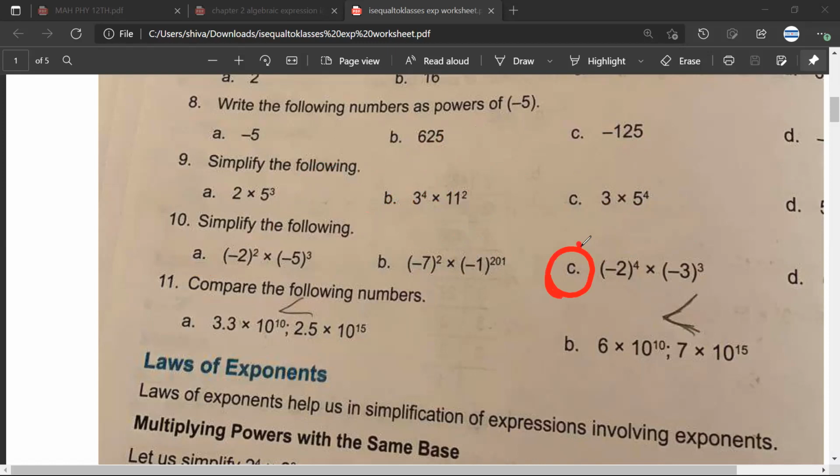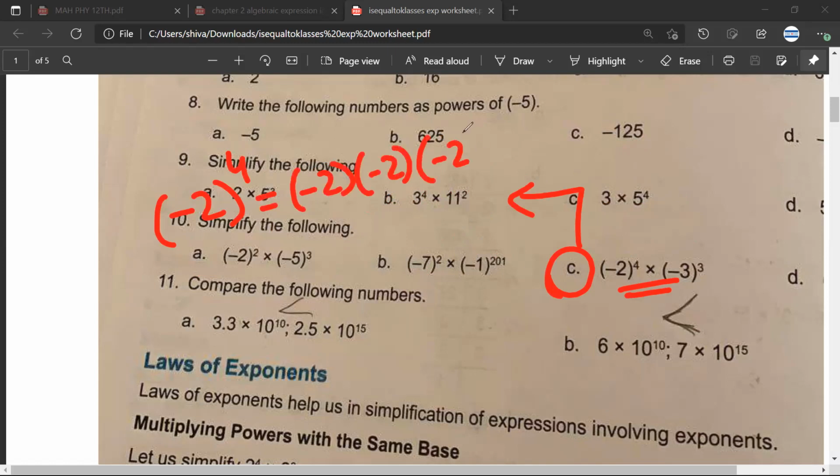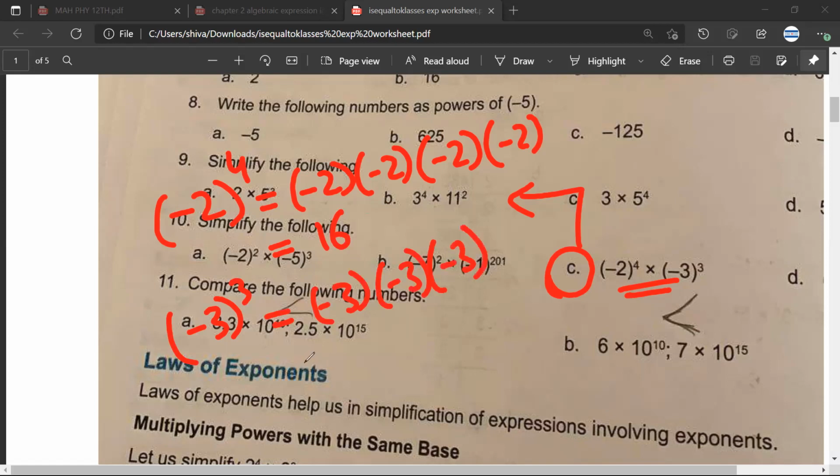Mr. Sarthak, how should I do question number C part? So it will be minus 2 raised to power 4. So it will be minus 2 into minus 2 into minus 2 into minus 2. So it will be 16, and then minus 3 into minus 3 into minus 3, it will be minus 27. And then you will multiply 16 into minus 27 and find the answer. It would be minus something.